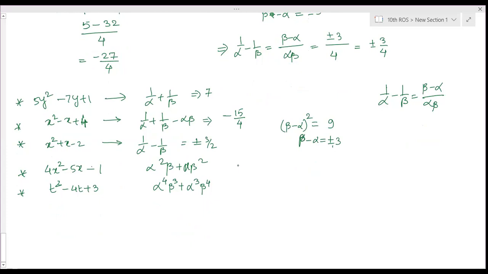We are taking the square root of this to get the value of beta minus alpha. Okay, ma'am. And the next one, minus 5 by 16. Let me check. Yes, right. Ma'am, I didn't understand that question. Which one? 4x squared minus 5x. Take alpha beta common. Factorize this part. Take alpha beta common, so you're left with alpha plus beta. Okay, ma'am.